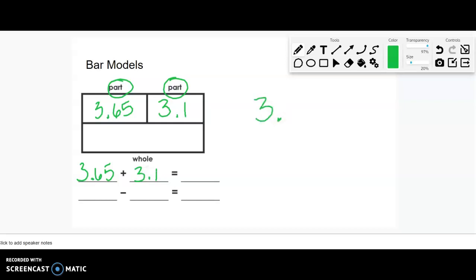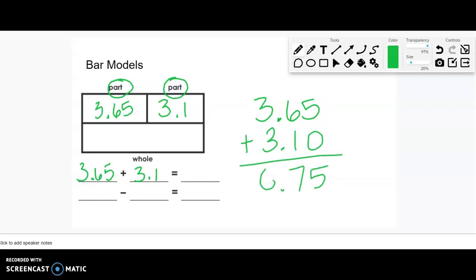Okay, so I can go over here, I can say 3 and 65/100. Using the rules we know about adding, put a 0, 5, 7, and 6. So we know our whole is going to be 6 and 75/100. Now, I could take 6 and 75/100, my whole, and subtract either part, and it would give me the other part. So say I subtracted 3 and 1/10, I would get 3 and 65/100. I could reverse those, and I would get the other answer.